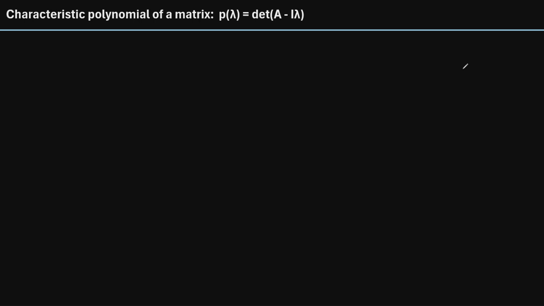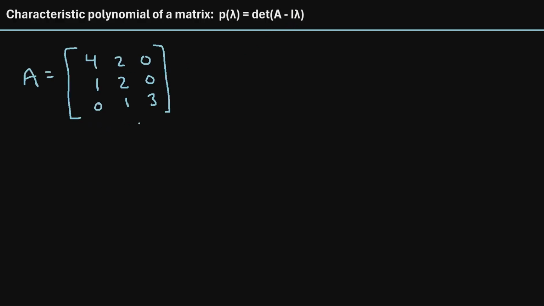In this video, I will explain how to find the characteristic polynomial of a matrix. So here's the formula that we can use. We can say that P of lambda is equal to the determinant of A minus I times lambda, where A is your matrix and I is the identity matrix. So let's take a look at an example.